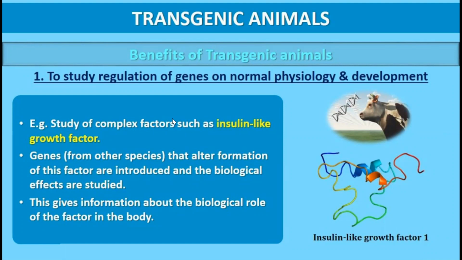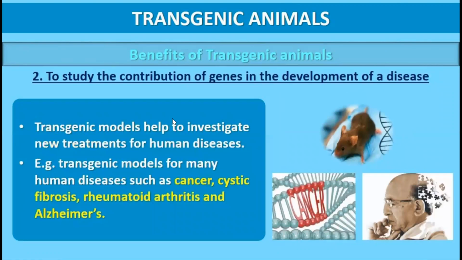The first one is to study regulation of genes on normal physiology and development. Example here, study of a complex factor such as insulin like growth factor. Genes that alter formation of these factors are introduced and the biological effects are studied in the transgenic animals. So this gives us information about the biological role of the factor in human body.